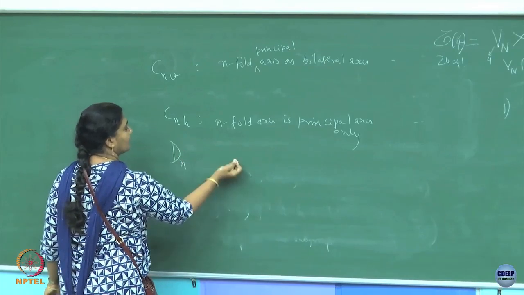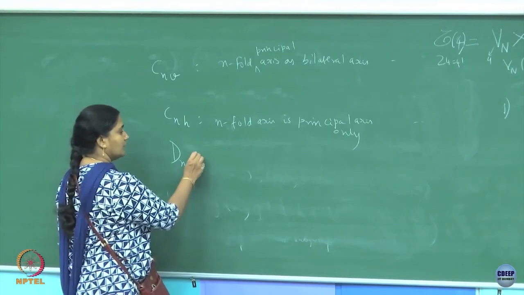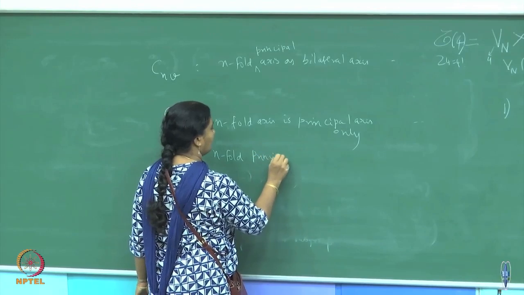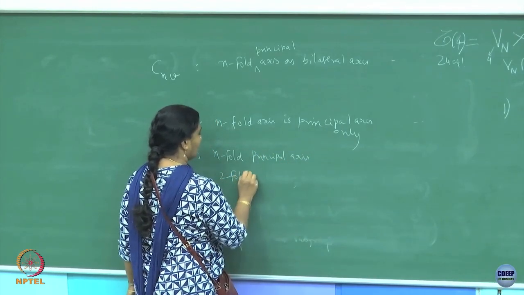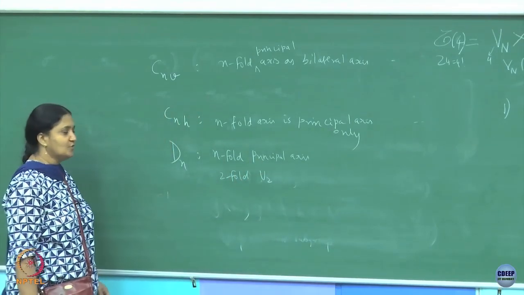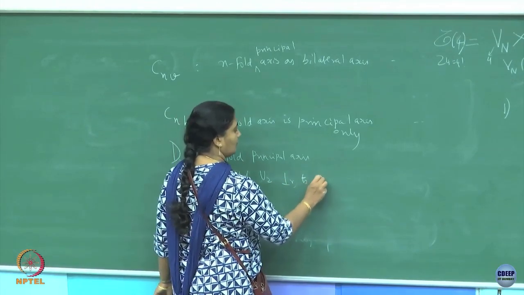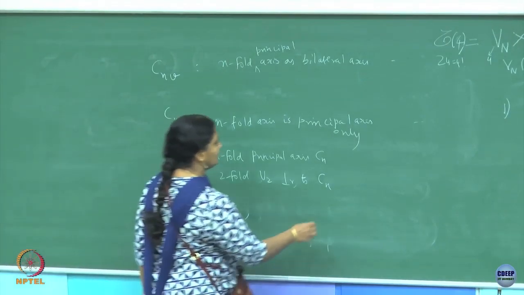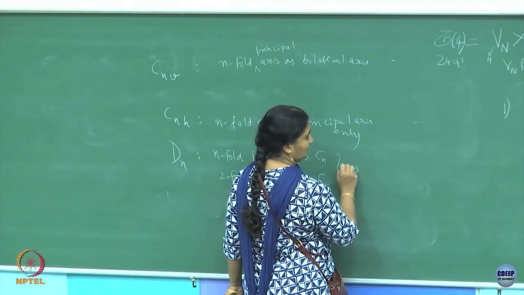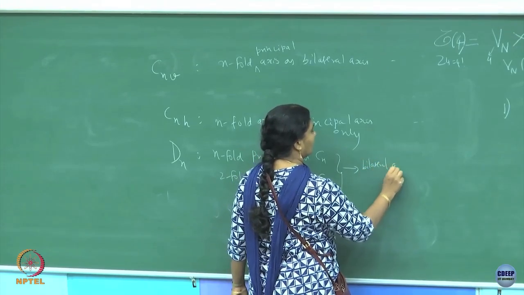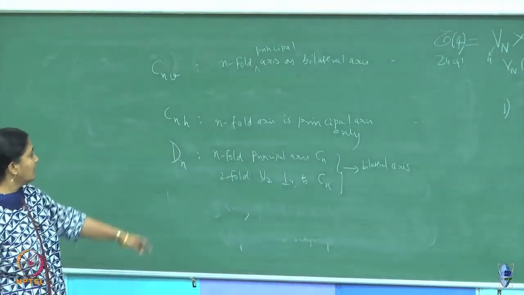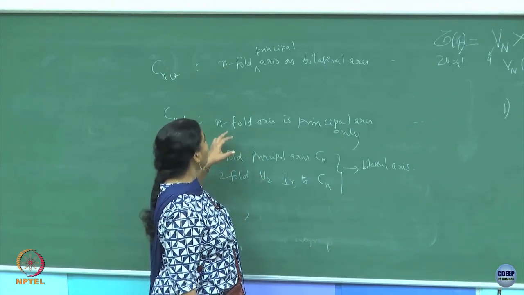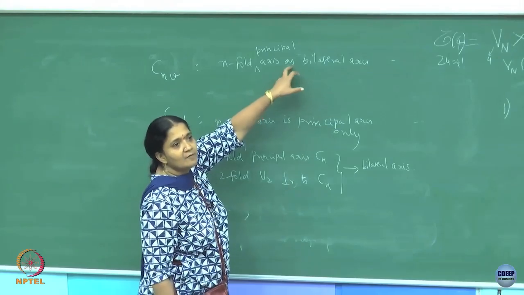Similarly, if you take D_n groups, they have a principal axis, right, and you also have a two-fold U2 which is perpendicular to, let me call this, the principal axis C_n. Okay. So, in this case also you say that the principal axis is a bilateral axis. In both the cases, the n-fold principal axis will be called a bilateral axis if there is an additional two-fold axis perpendicular to the principal axis, or if it has a mirror containing the principal axis.